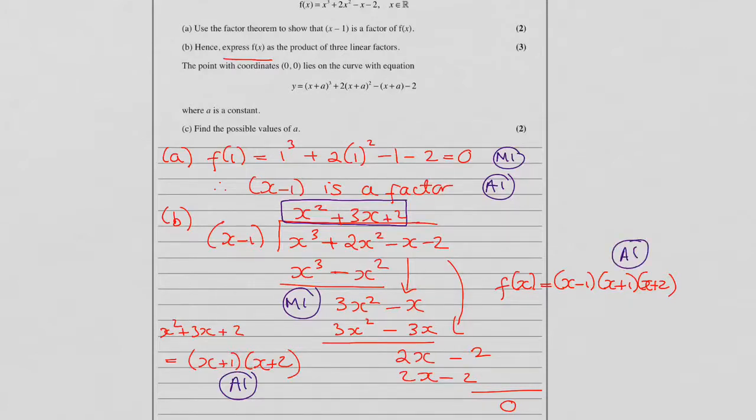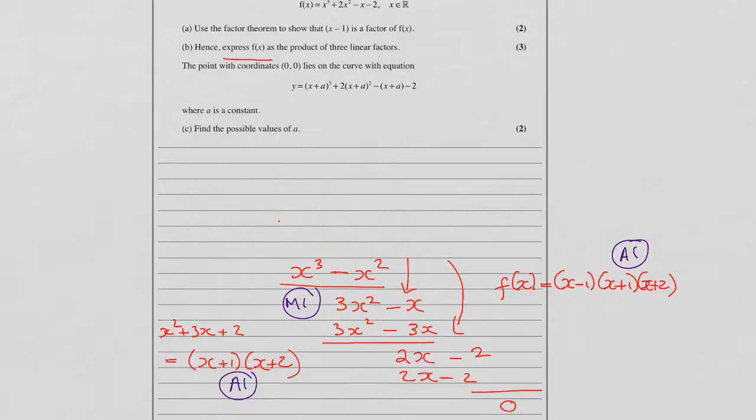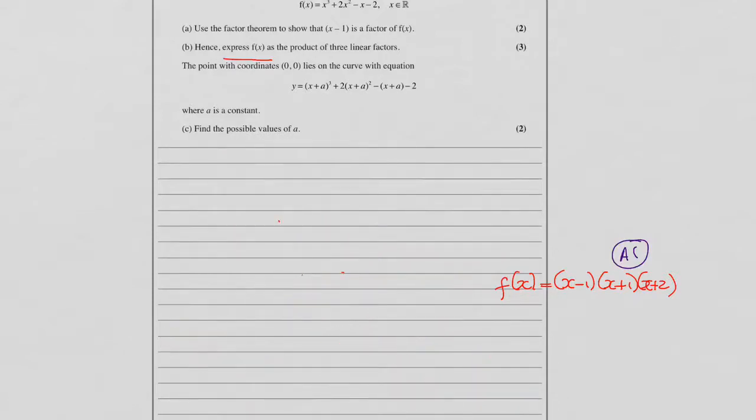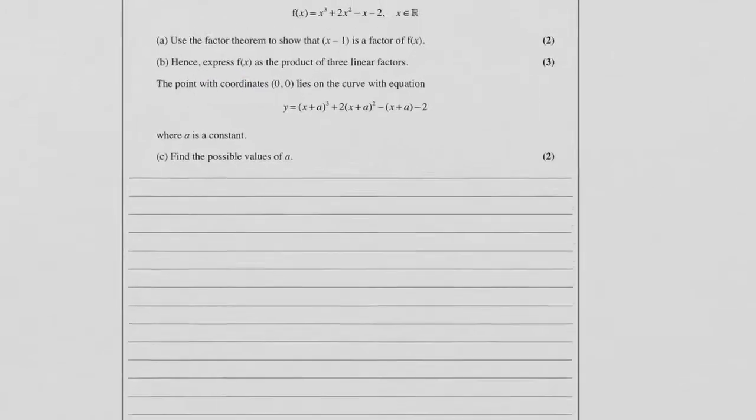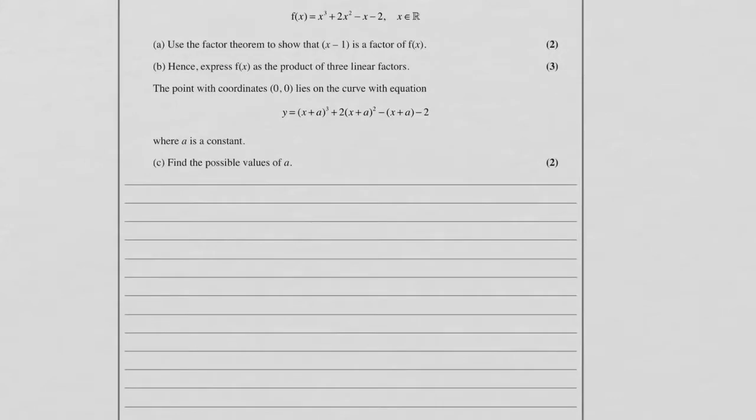Okay, now the final question, part C, I remember this being a little bit confusing, so I'm just going to get rid of all this. So I've got some space, and it says the point 0, 0 now lies on this curve. Okay, I remember a lot of you did algebra for this, and 2 marks not worth it.